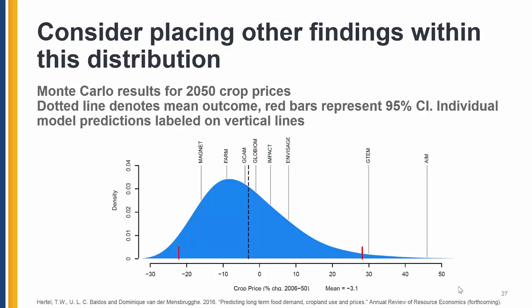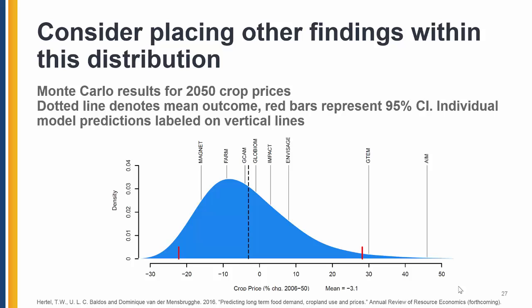There's another interesting approach that we've used recently, and that's the idea of placing other findings within a distribution of results. This is focusing on crop price changes over the period 2006 to 2050. So a positive number means crop prices go up, a negative number going down. This paper was published in 2016. I would say 2011, 12, 13, there was a lot of concern about food prices, a lot of concern that food prices would be rising indefinitely into the future.